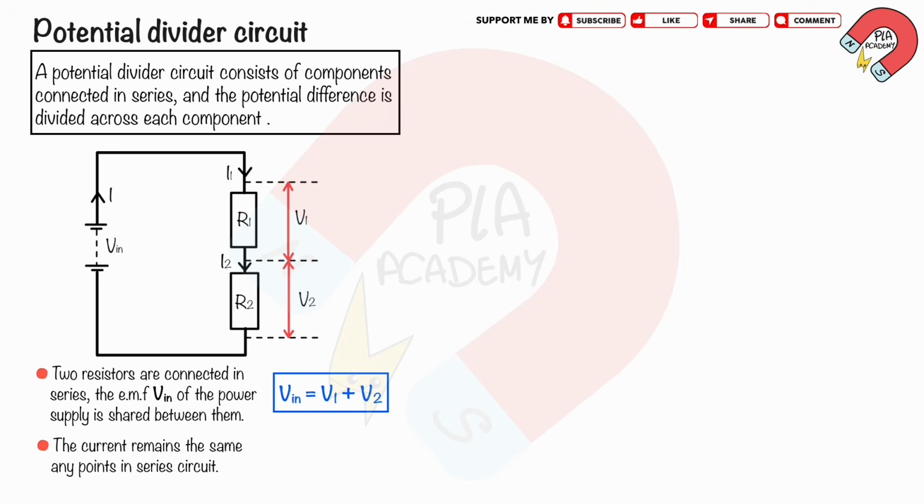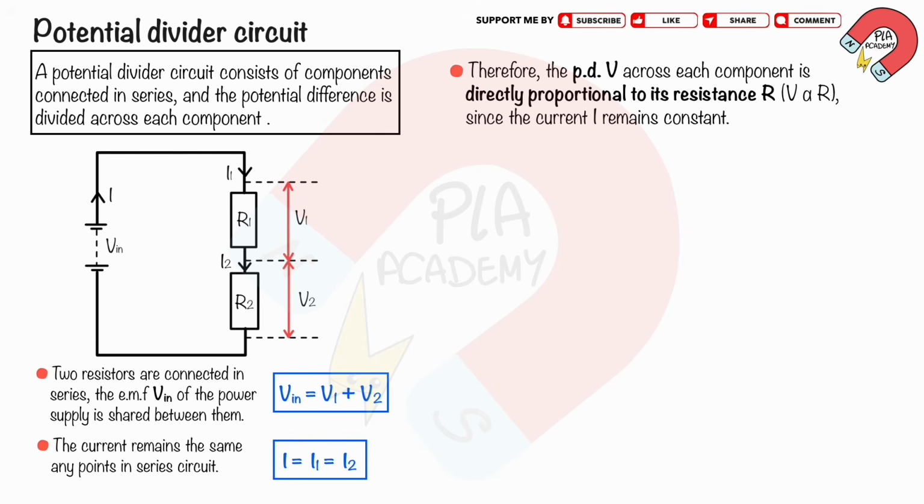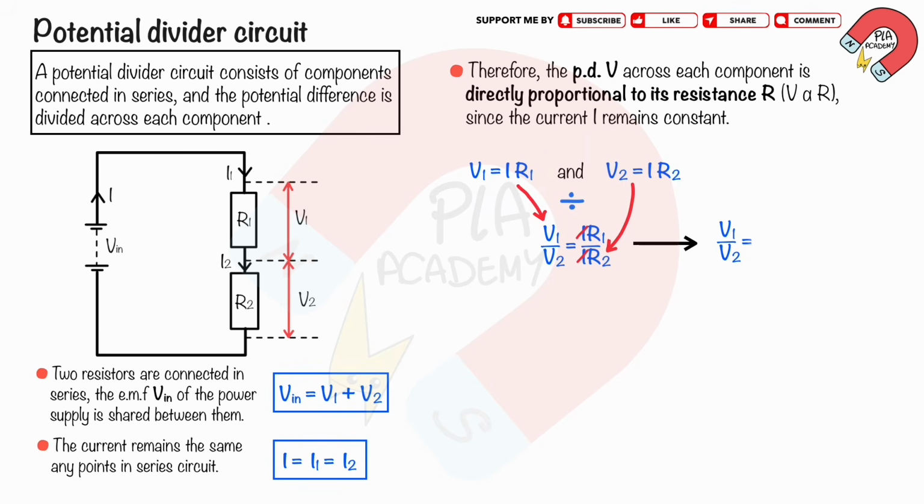The current remains the same at any point in a series circuit. So, the current I from the power supply equals I1 passing through R1 equals I2 passing through R2. Therefore, the PD across each component is directly proportional to its resistance R, since the current I remains constant. From the equation, V1 equals IR1 and V2 equals IR2. We divide both equations together, like this. We cancel out I, like this. So, the ratio V1 to V2 equals R1 to R2.